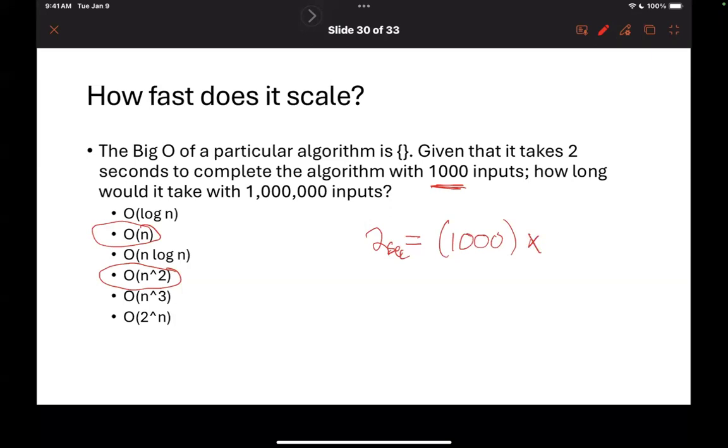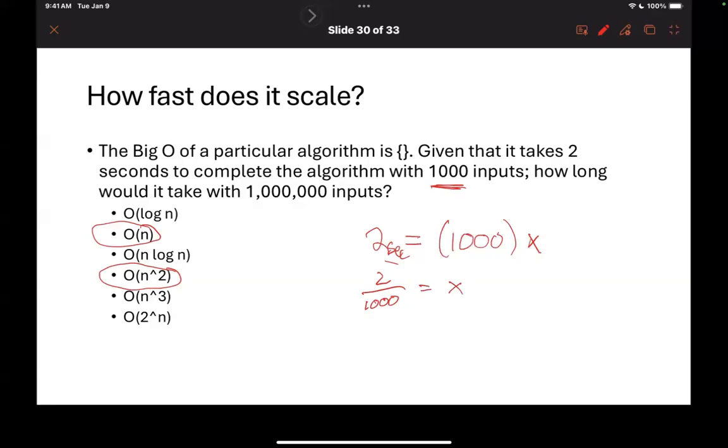There's also some overhead. Given that it takes 2 seconds to complete the algorithm with 1,000 inputs, we're also working on a computer. Remember, now that we're in seconds, we're working with a particular computer. This particular computer has some overhead, some scaling factor that affects it. With this information, we divide 2 by 1,000, and that gives us x.